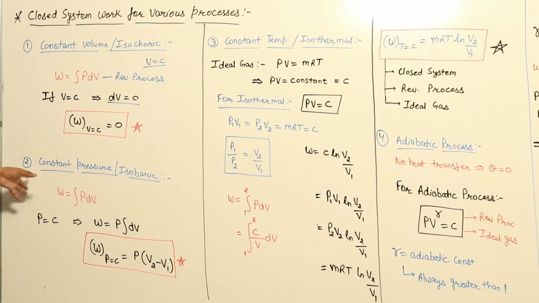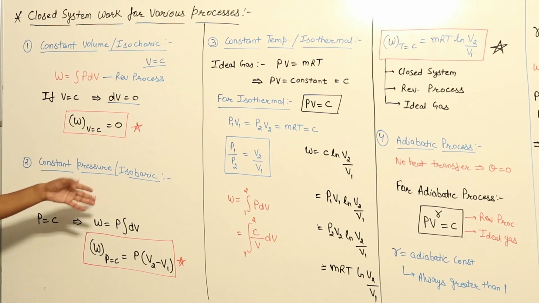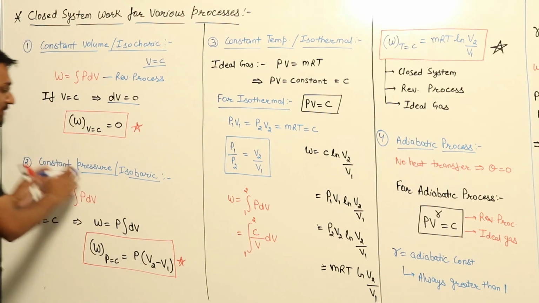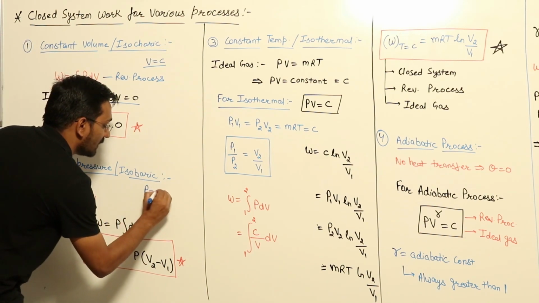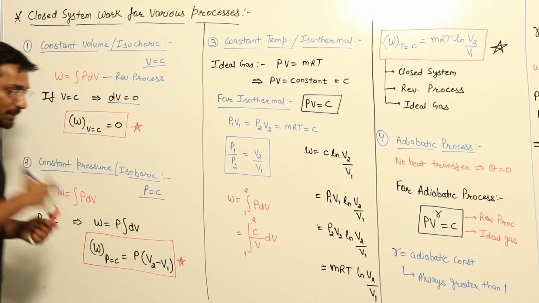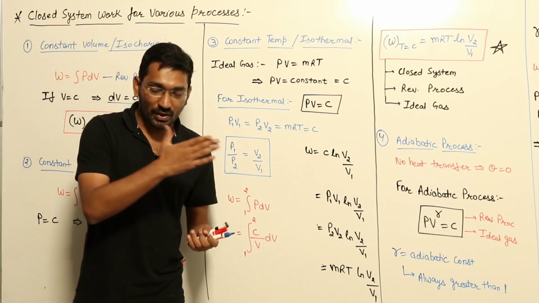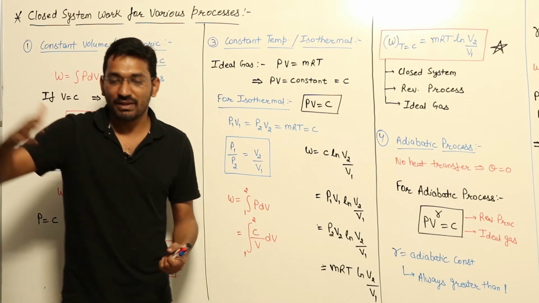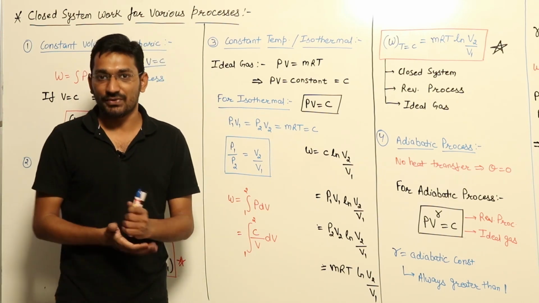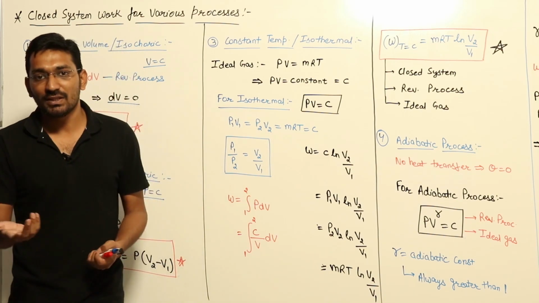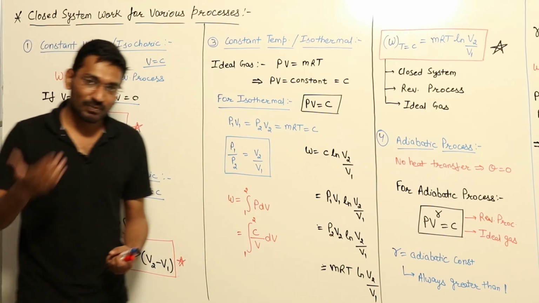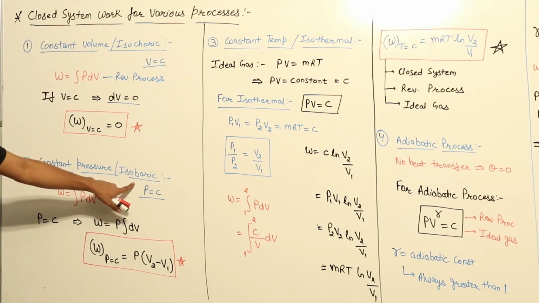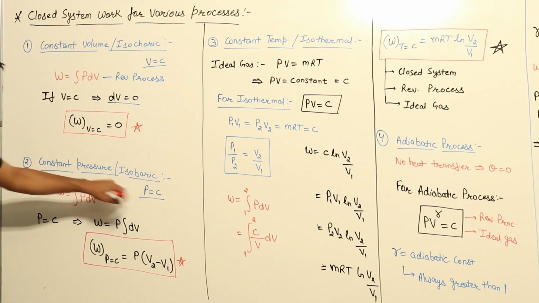Now the second process is constant pressure, or you can say the isobaric process. As the name suggests, the pressure will be constant throughout the process, at each and every point. Volume will change, temperature will change as per the equations, but pressure will remain constant. So this is also known as an isobaric process.